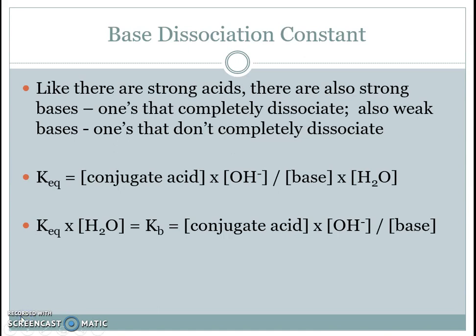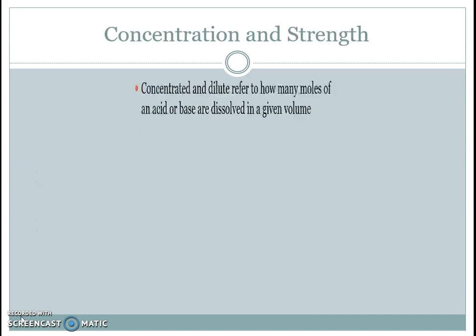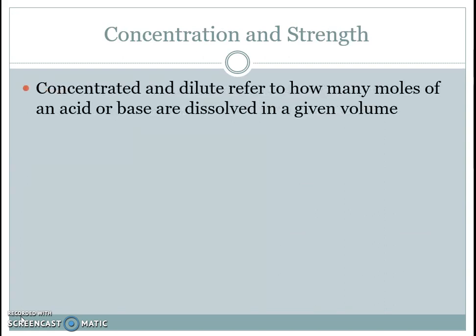So now let's look at how these strong and weak acids and bases relate to concentration. Concentration, again, is the molarity, the number of moles per volume, moles per liter of a solution. So it can be concentrated or dilute, and that has to do with how many particles are being dissolved in.